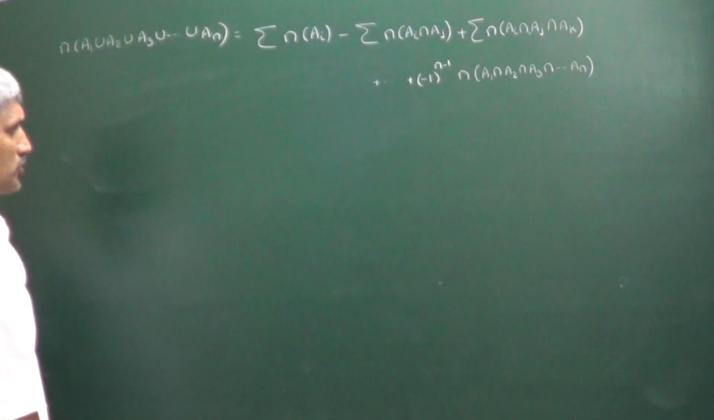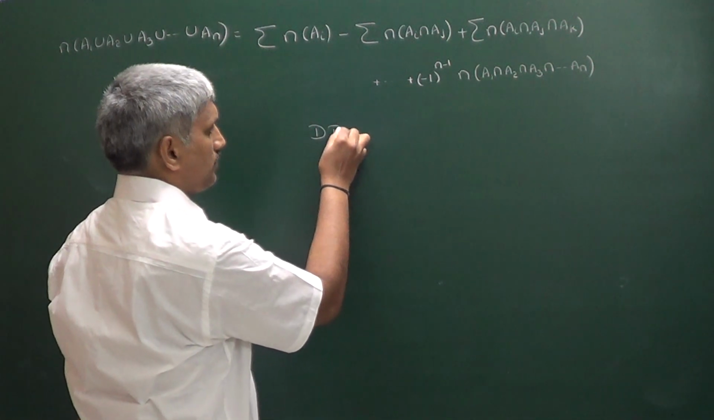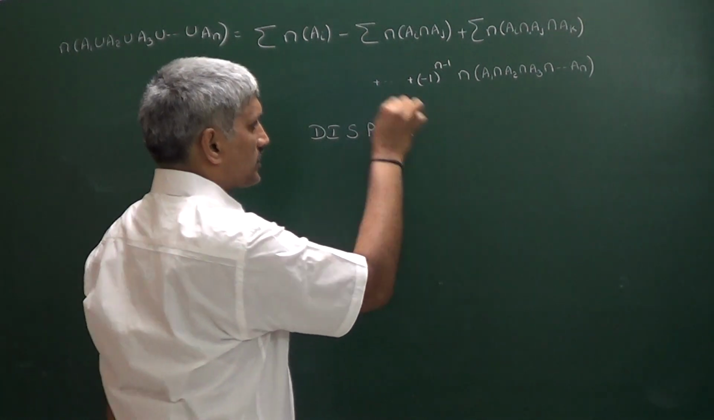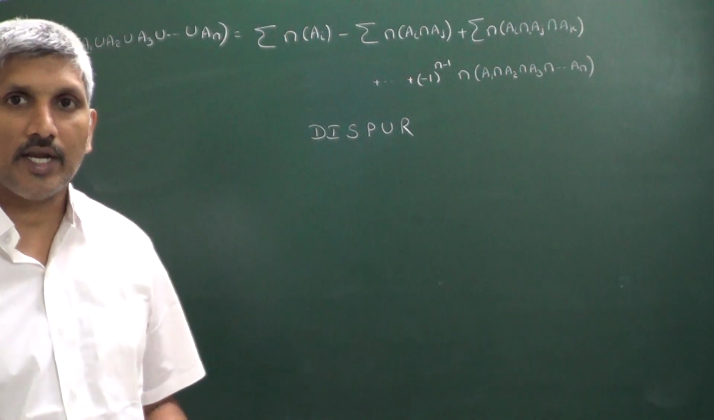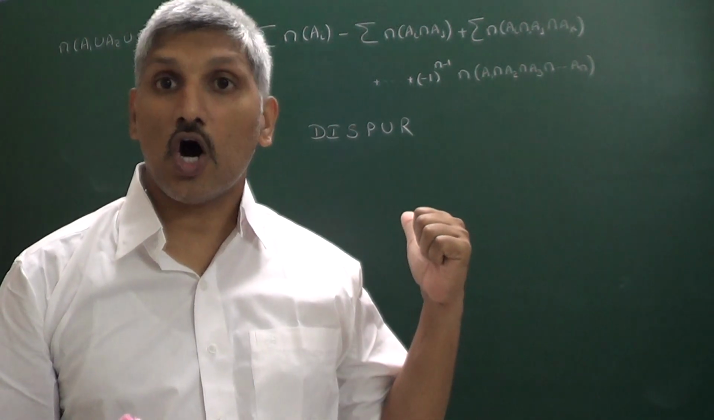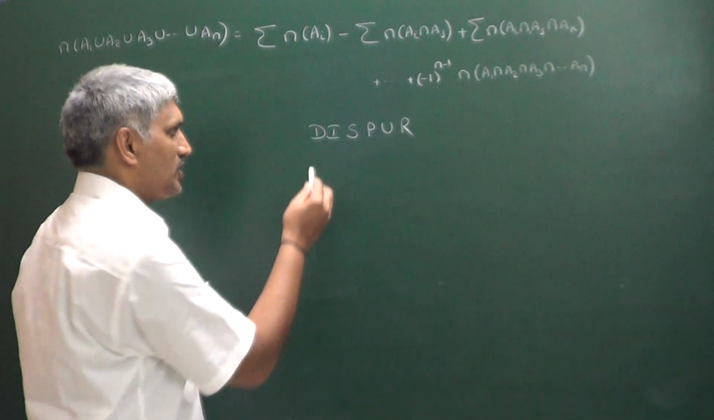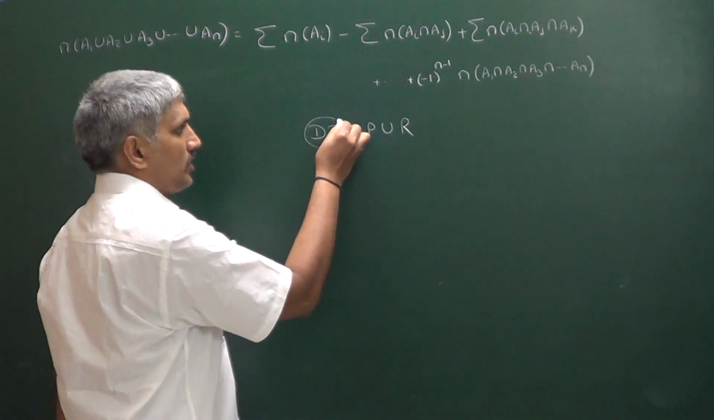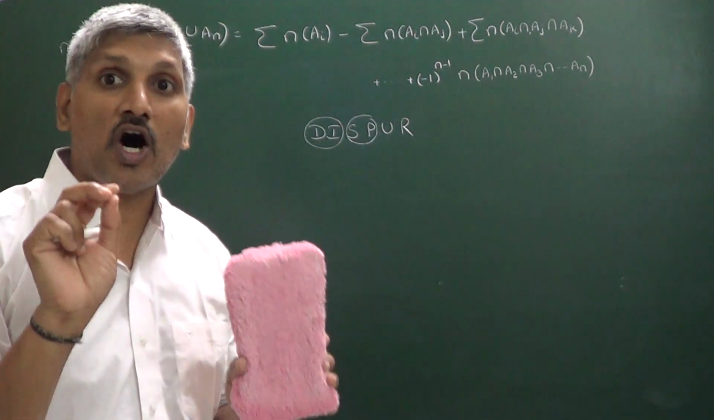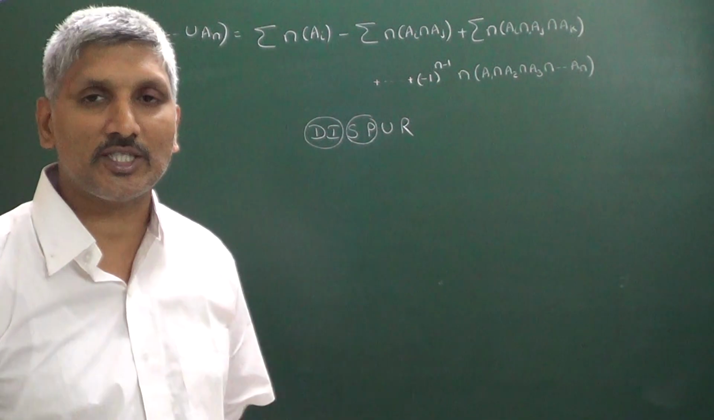So now my question is this one. There is a word DISPUR. Dispur is the capital of Assam. Now he is asking: the number of different words that can be formed by using all the letters of the word DISPUR, so that neither DI nor SP appears.